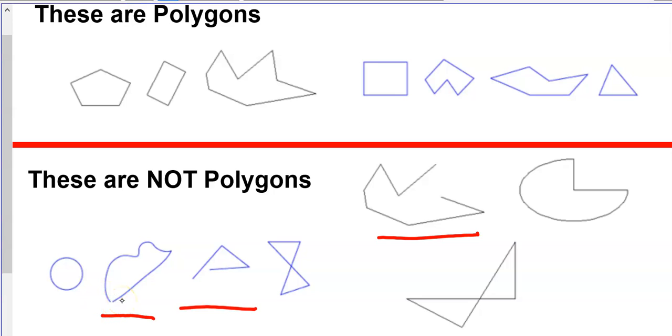Then we have ones that, again, have to be formed by sides. So a circle cannot be a polygon. We don't actually have sides on that. This one would also classify as not having sides. And then our other ones would be that they can't intersect. The lines cannot intersect. So those are examples of not polygons.